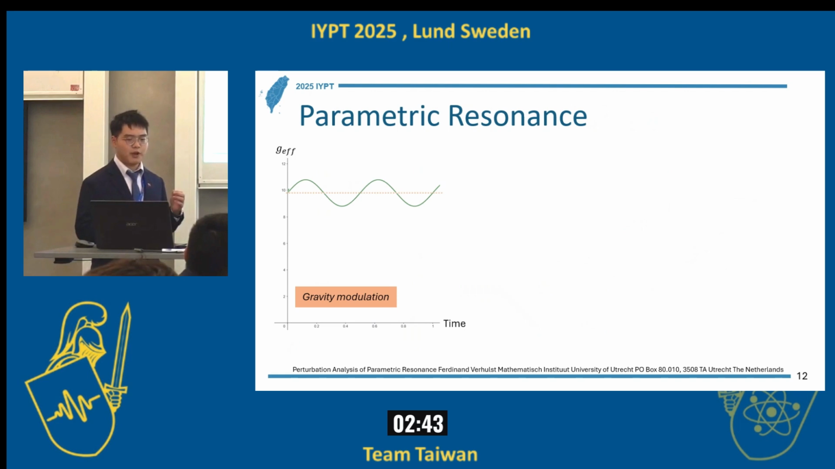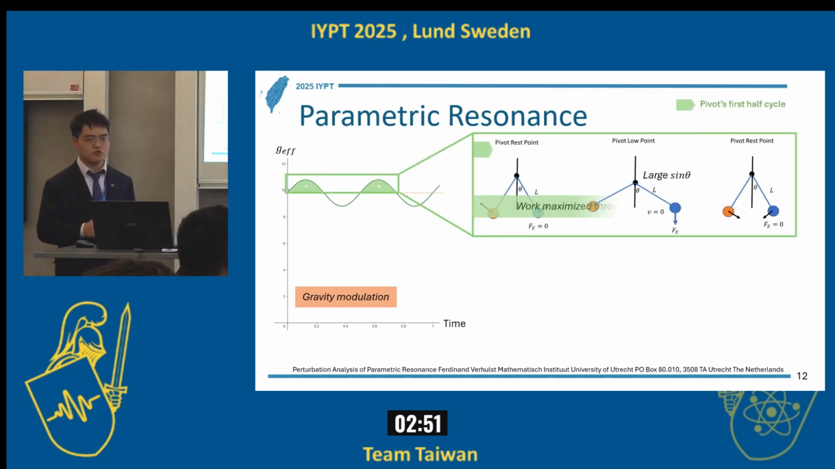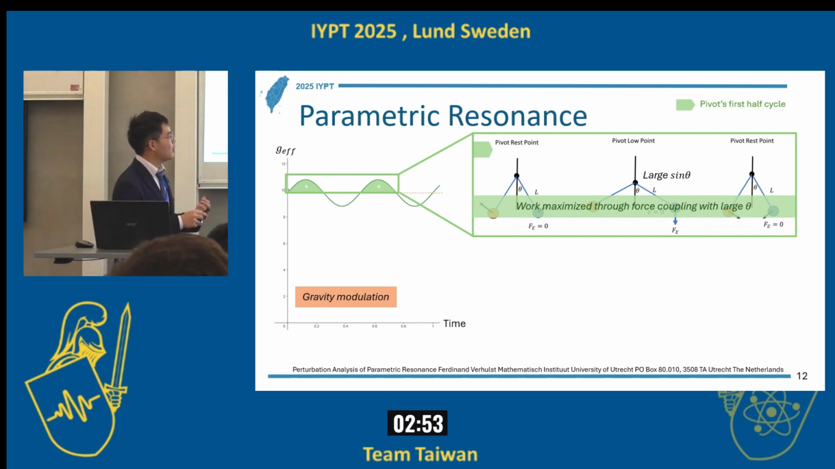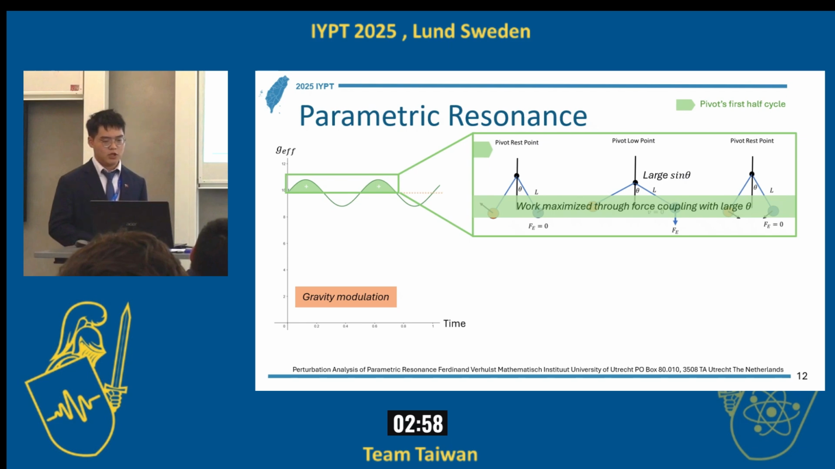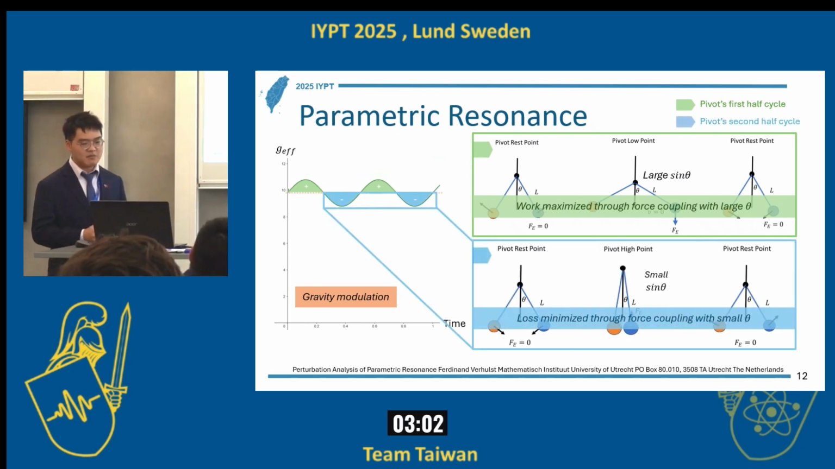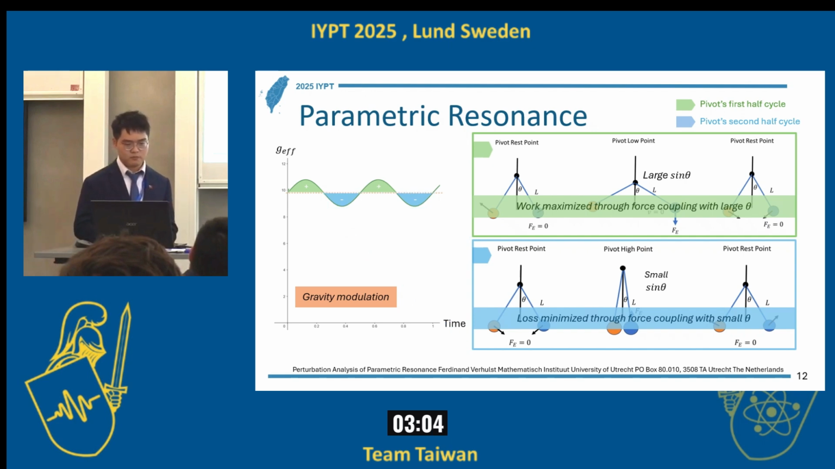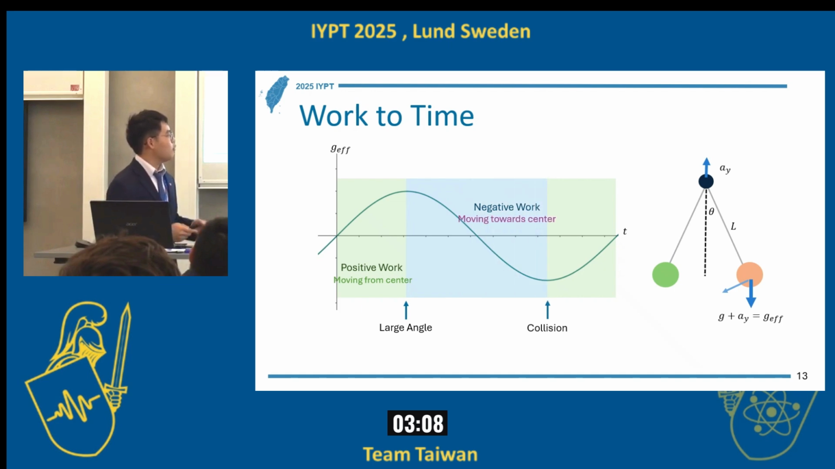Well, this is due to parametric excitation, where we can consider a gravity modulation. In the pivot's first half cycle, the gravity is larger than usual, and thus it couples with a large sine theta to maximize the work done into the system. While the opposite effect can be seen in the pivot's second half cycle, minimizing the loss. So both the positive work and the negative work will increase at resonance conditions.